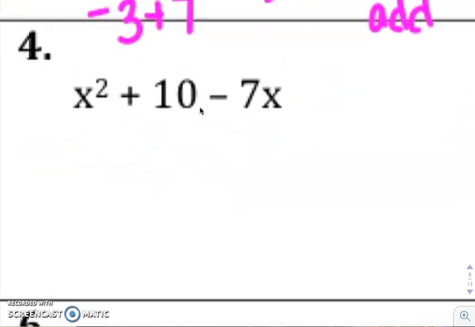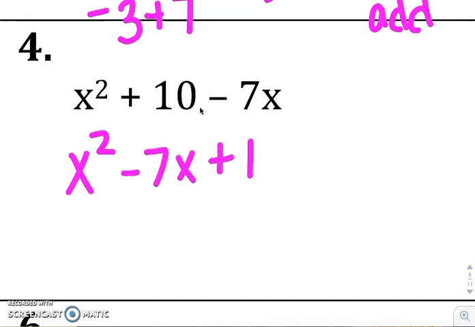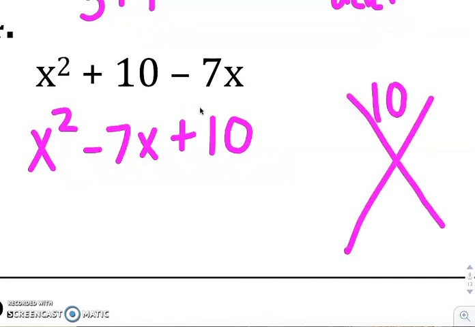Okay, we'll just keep moving right along here. x squared plus 10 minus 7x. So this one is not in standard form. So I'm just going to rewrite this so that it's x squared, x, constant. So now we know what is supposed to go where. So we're trying to multiply to get the 10, the c term, and adding to get you negative 7. So what numbers multiply to get you 10? 10 and 1.